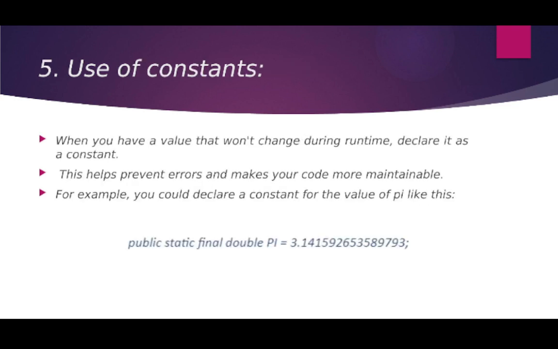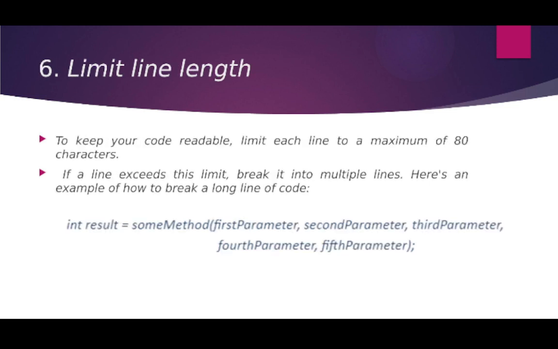When you have a value that won't change during runtime, declare it as a constant. This helps prevent errors and makes your code more maintainable. For example, you could declare a constant for the value of pi like this. To keep your code readable, limit each line to a maximum of 80 characters. If a line exceeds this limit, break it into multiple lines. Here is an example of how to break a long line of code.